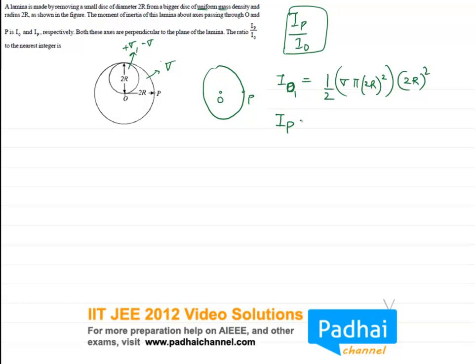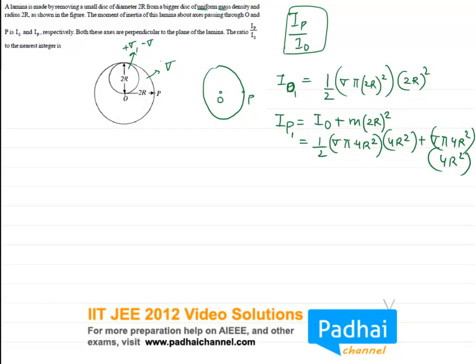Now what will be IP? IP will be equal to IO plus m into 2r whole square, which is IP1. This will be equal to half into sigma pi 4r square into 4r square, plus sigma into pi into 4r square into 4r square. This is IP1. Now we calculate IO.